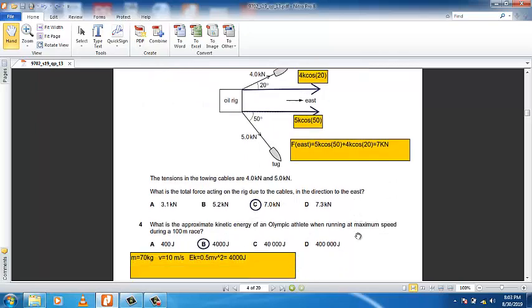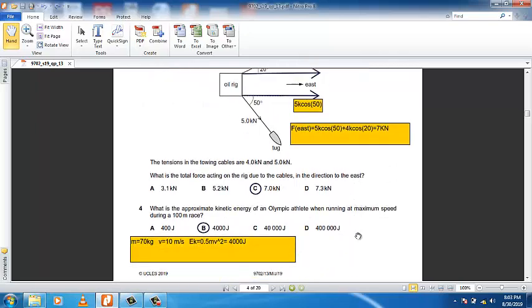It's C. Question number 4 says, what is the approximate kinetic energy of an Olympic athlete when running at maximum speed during a 100 meter race? You just have to know that the mass of an average athlete is about 70 kg, and the maximum speed might be like 10 meters per second, though Usain Bolt's speed is more, but that's a good average maximum speed. So considering the kinetic energy, it makes up to 4000 joules. It's B. Just approximate the values of mass and velocity.